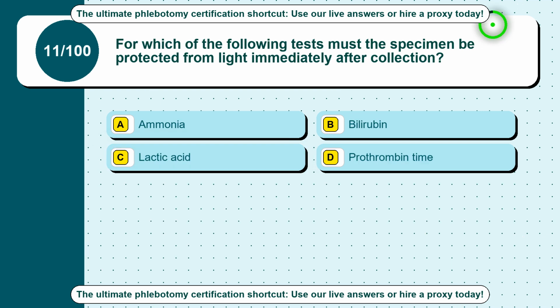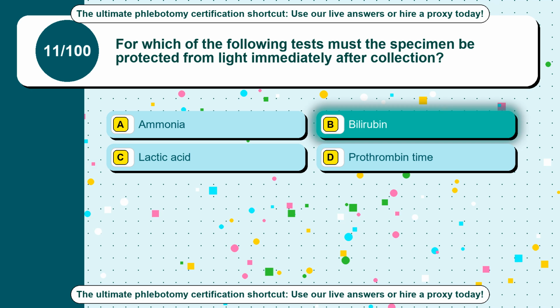Question 11. For which of the following tests must the specimen be protected from light immediately after collection? Option A, ammonia. Option B, bilirubin. Option C, lactic acid. Option D, prothrombin. The correct answer is option B, bilirubin.